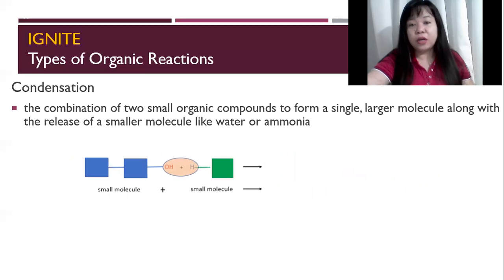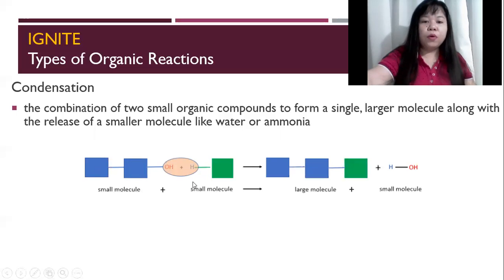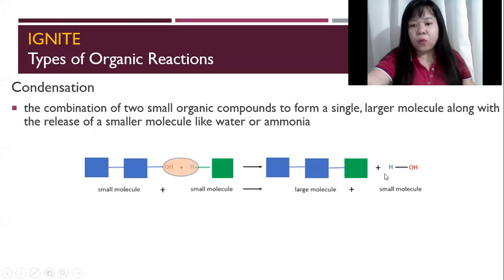Next, we have condensation. It's the combination of two small organic compounds to form a single, larger molecule along with the release of a smaller molecule like water or ammonia. So here's the small molecule. This is another small molecule. And then we have an OH coming from one small molecule and the H coming from another. Now, these two would give off water, and it's basically going to connect two small molecules together.